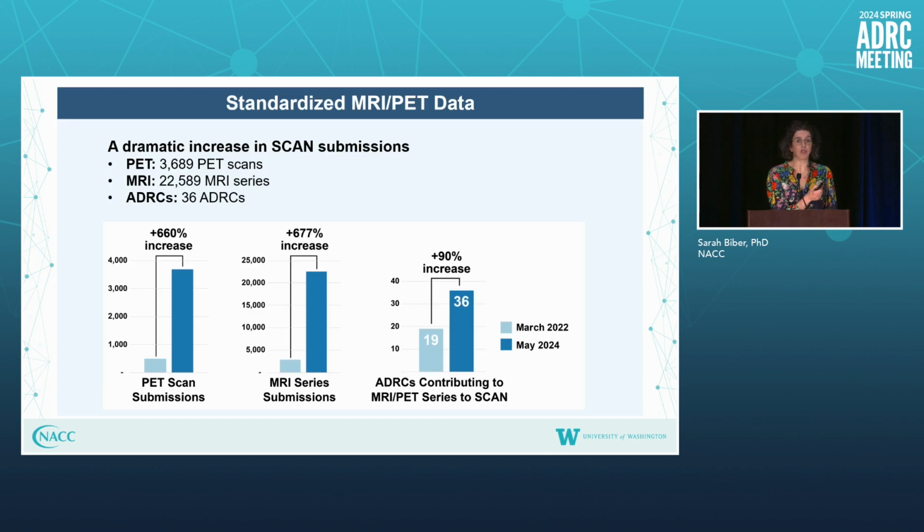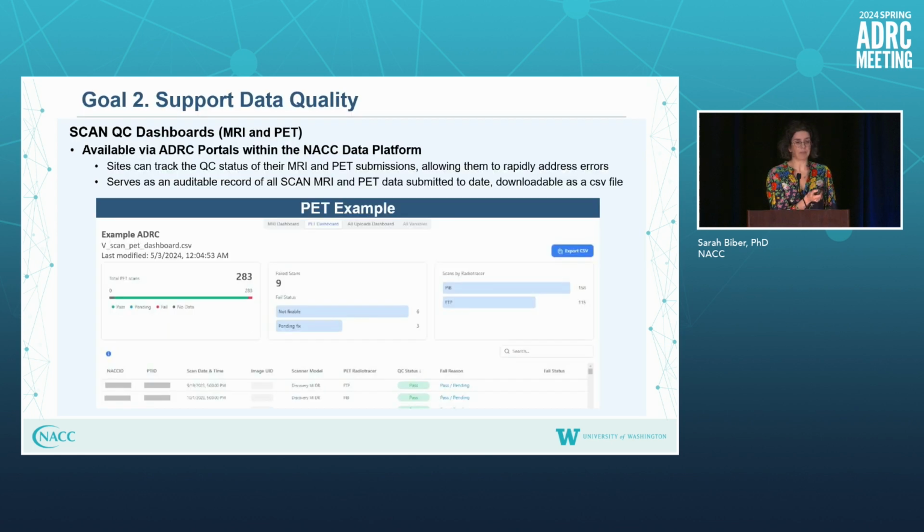And we have seen a dramatic increase in SCAN submissions over the past couple of years. So we are up now to more than 3,500 PET scans and 22,000 MRI scans that have been submitted from across the ADRC program, and that's from across 36 different ADRCs. We've also seen a 90% increase in the number of ADRCs participating in the SCAN initiative, which is fantastic.